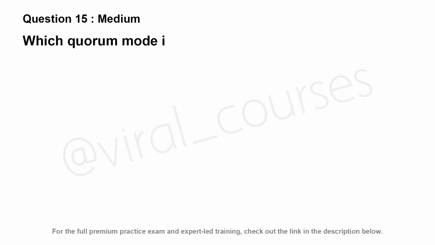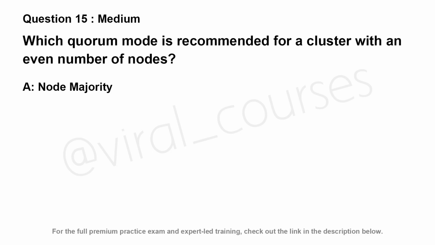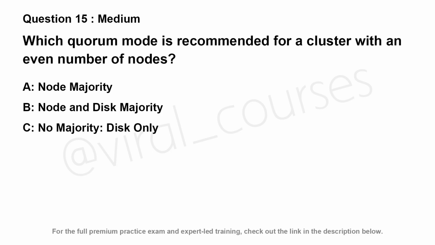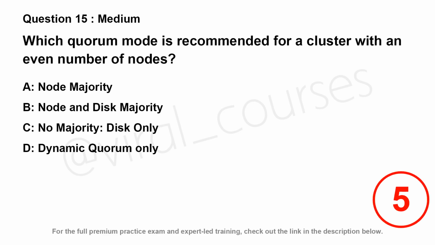Which quorum mode is recommended for a cluster with an even number of nodes? Option A, Node Majority. Option B, Node and Disk Majority. Option C, No Majority, Disk Only. Option D, Dynamic Quorum Only.